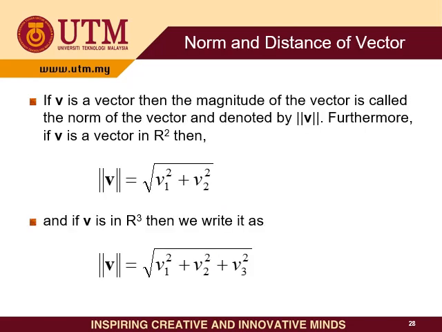If V is a vector, then the magnitude of V is called the norm of the vector and denoted by this symbol. Furthermore, if V is a vector in R2, then we have V here, the norm of the vector. If it's R2, so V1 squared plus V2 squared. And if V is in R3, we have 3, right? Remember, before this we have learned. So the norm, this symbol, so we have V1, V2, and V3 because of R3.